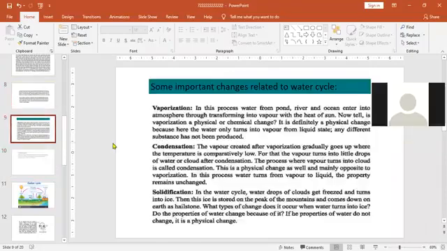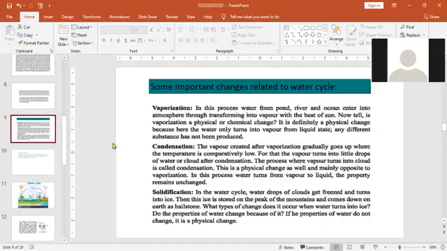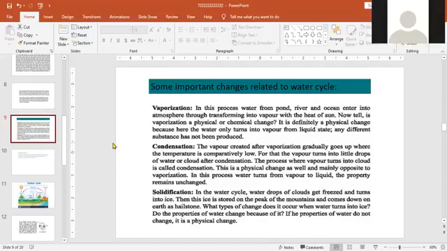Okay. Some important changes related to the water cycle. দেখো এখানে কি কি ইম্পর্টেন্ট চেঞ্জ গুলো হয় in water cycle. Some important changes like vaporization, condensation and solidification. These processes occur in the water cycle. Now we discuss vaporization. What is vaporization? In this process, water from pond, river and ocean enters into the atmosphere by transforming into vapor with the heat of the sun.